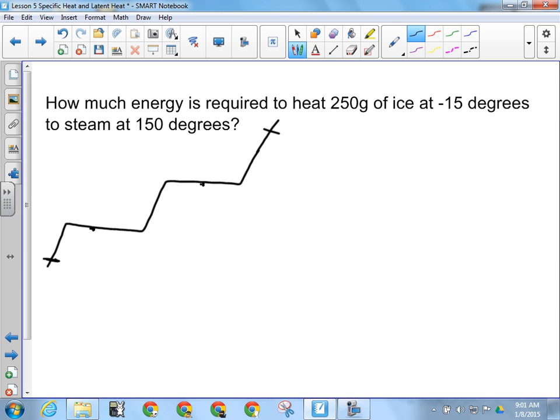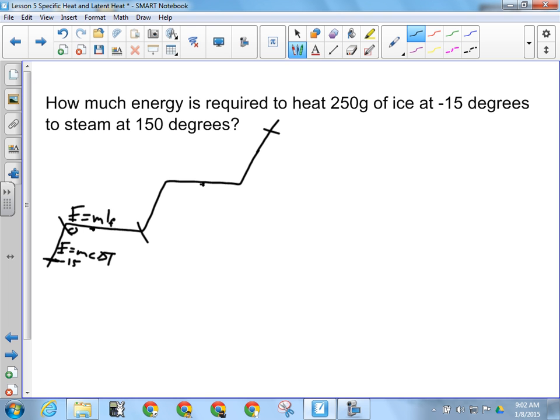So my first step is here, where I have to change the temperature of ice from minus 15 to 0. What formula do I use for that step? E equals mcΔT, because there's a temperature change. All right. And then I have this step. I have ice at 0 degrees, and at the end of this step, I will have liquid water at 0 degrees. So that means I'm going to be using E equals mLf, because I'm changing state from solid to liquid.